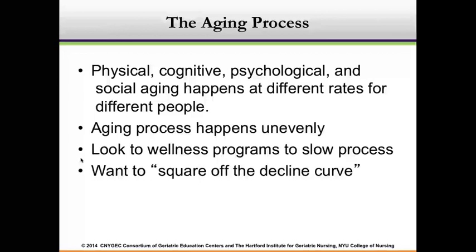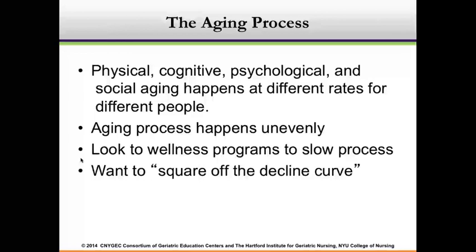So the aging process happens unevenly. And again, we look to wellness programs to sort of slow this process. We want to what's called square off the decline curve. For many people, the decline is a series of plateaus, and then a drop, and then another plateau, and a drop, and another plateau, and another drop. And for many people, we want to have that highest level of functioning possible, and then a sudden quick decline and death.